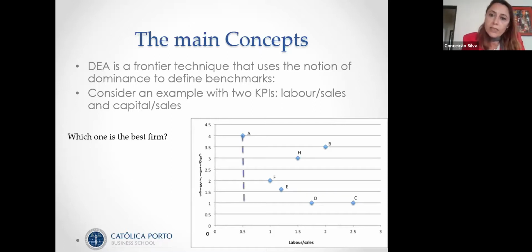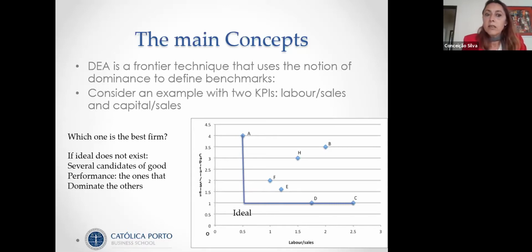When we ask which one is the best, we say, okay, A is the best in terms of the KPI labor divided by sales because it uses the lowest amount of labor. But C and D, in fact, are the best in terms of capital because they use the lowest amount of capital per sales. And since all of these dots produce €1 or $1 or whatever of sales, they are all comparable. So basically I would have an ideal best firm, and this ideal best firm is the one that shows the minimum value of each of these indicators. What happens in practice is that this ideal in general does not exist. So if this ideal does not exist, what I have is several candidates of good performance.